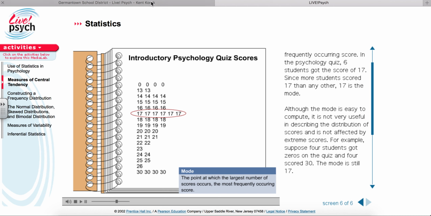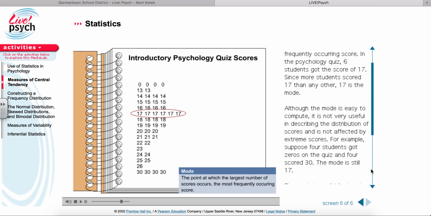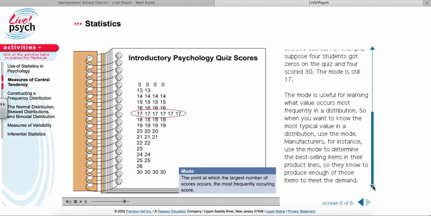The mode is useful for learning what value occurs most frequently in a distribution. So when you want to know the most typical value in a distribution, use the mode. Manufacturers, for instance, use the mode to determine the best-selling items in their product lines, so they know to produce enough of those items to meet the demand.